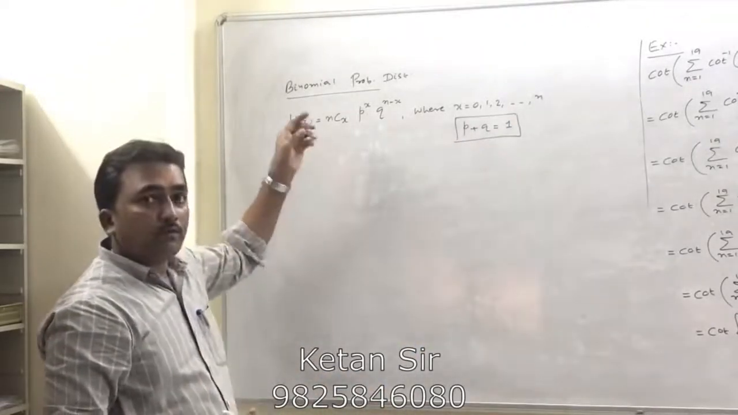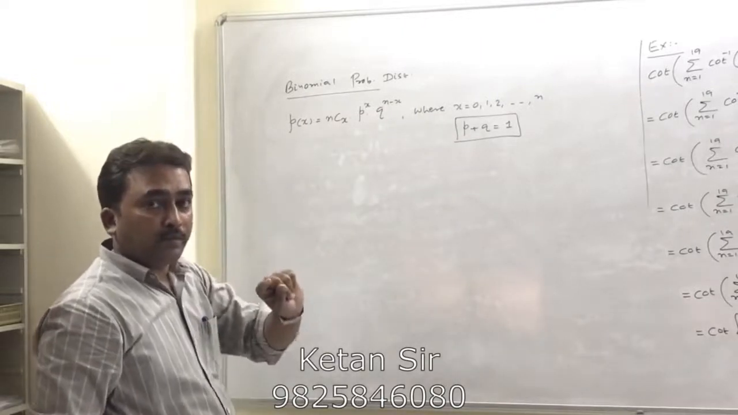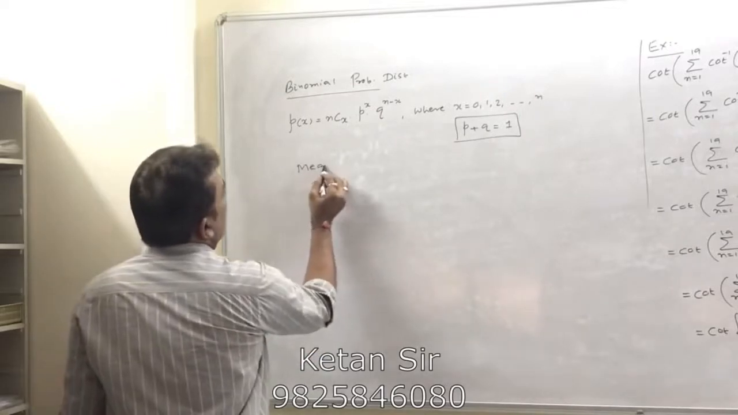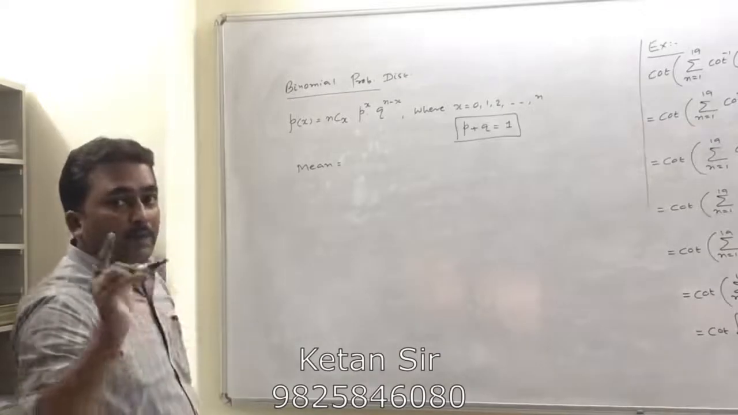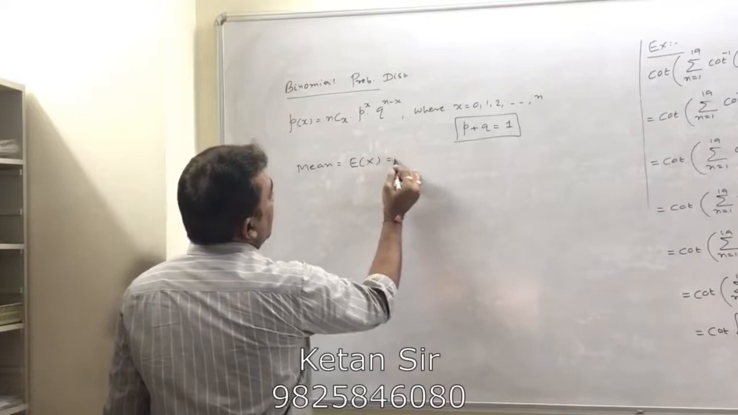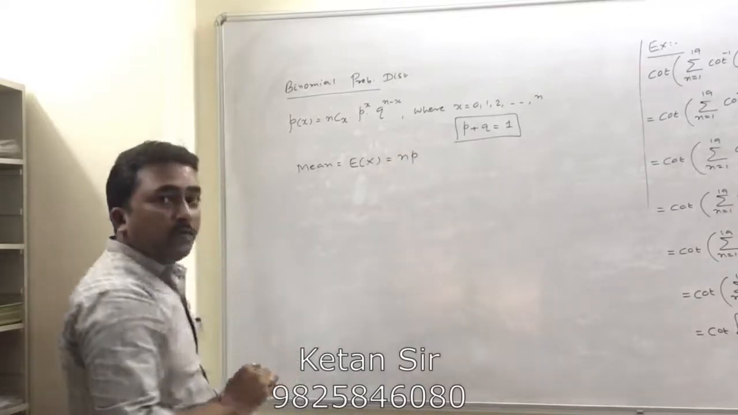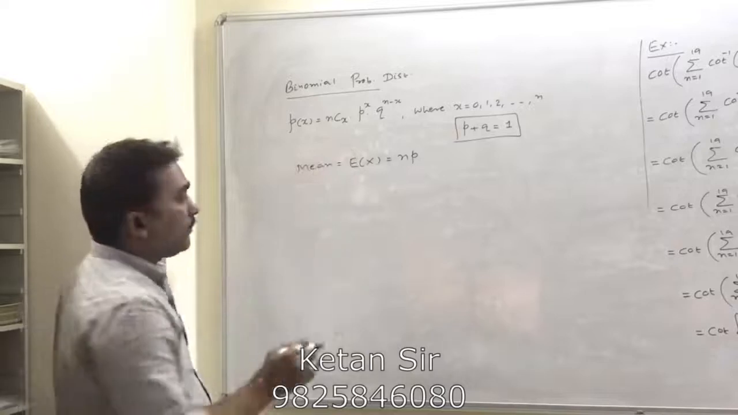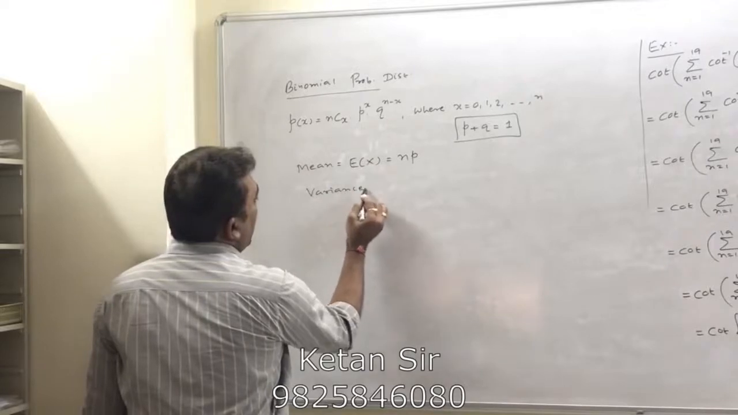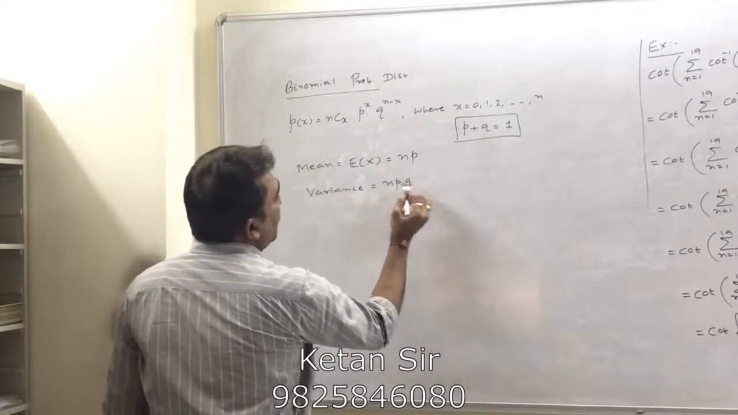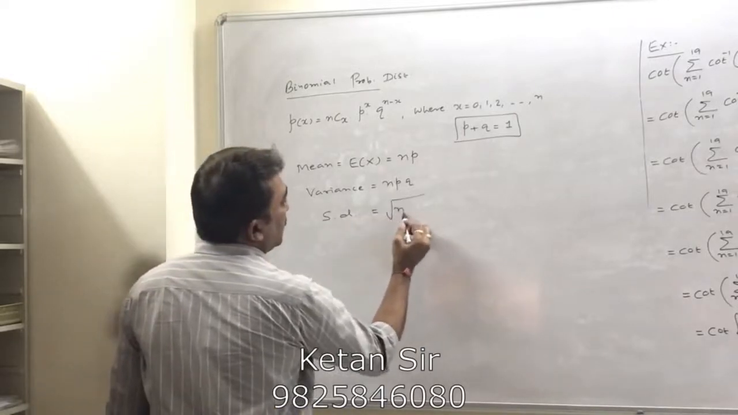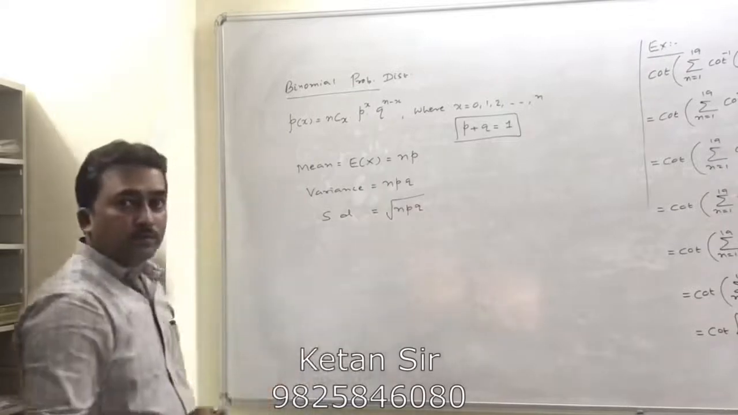And now, for the binomial probability distribution, if we want to find the mean, in other words it is called mathematical expectation, denoted by E(x), it is always np, n given, p given. And if we want to find the variance, it is npq. And if we want to find the standard deviation, then it is root npq.